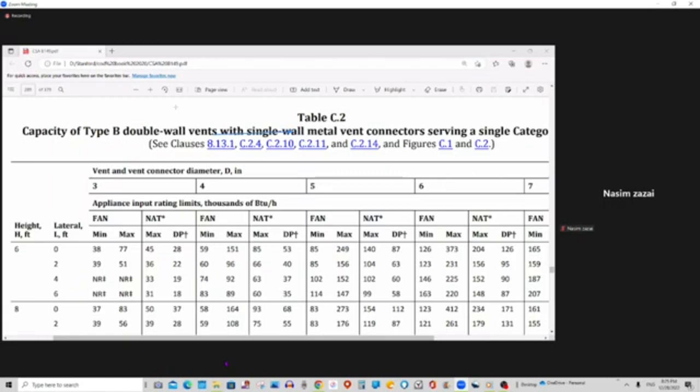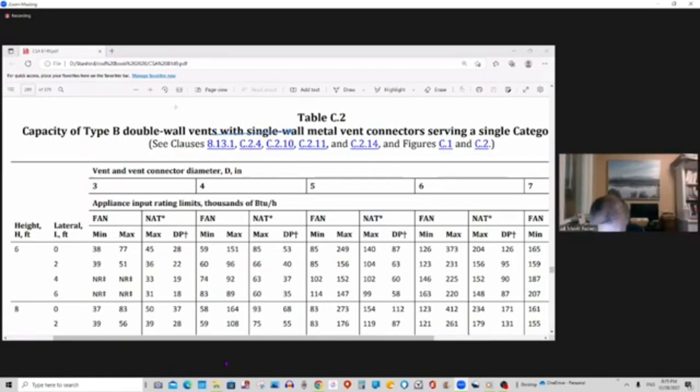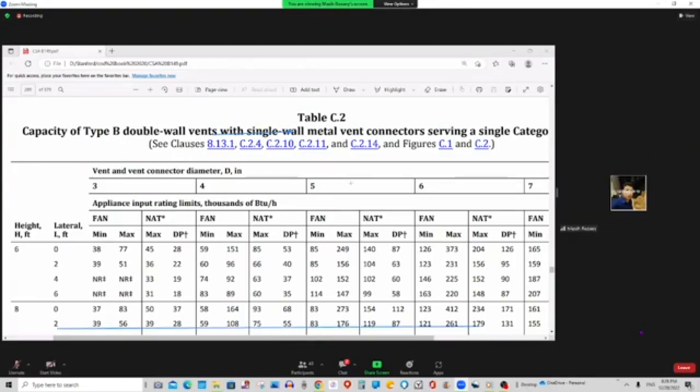Again, let me repeat it. Yes, I said tight house. Tight house comply, right? I said B vent, single wall connector, natural draft, and tight house. Tight house, 80,000 BTU. Okay, height is 8, L is 2. We got that, sir? Okay, let's check it.